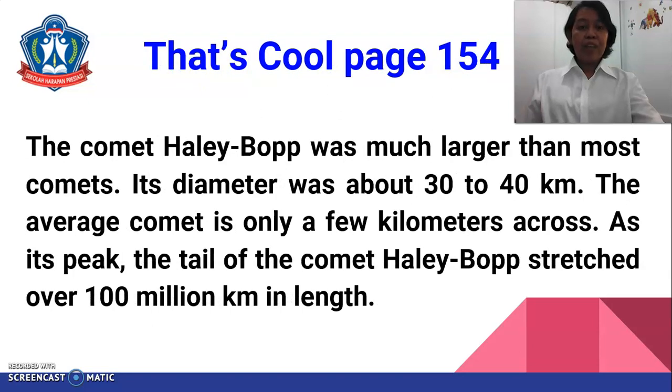In Did You Know, page 154, the comet Hale-Bopp was much larger than most comets. Its diameter was about 30 to 40 kilometers. The average comet is only a few kilometers across. At its peak, the tail of the comet Hale-Bopp would stretch over 100 million kilometers in length.